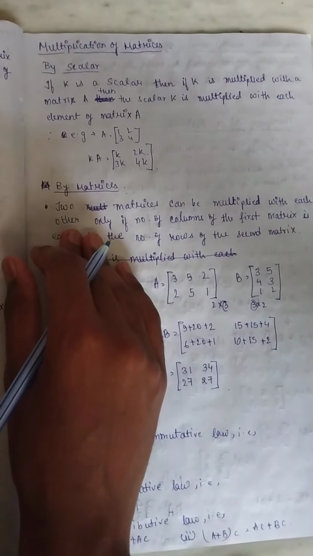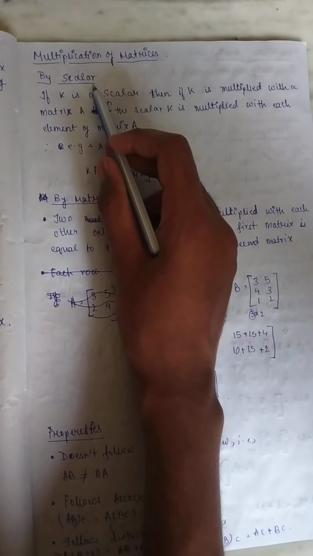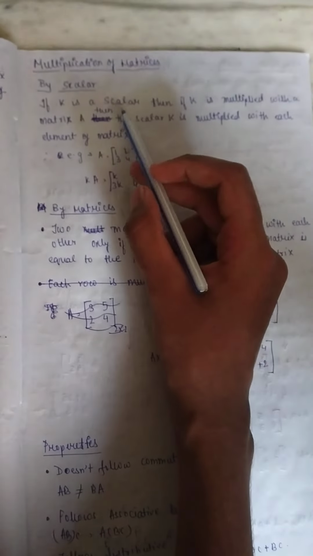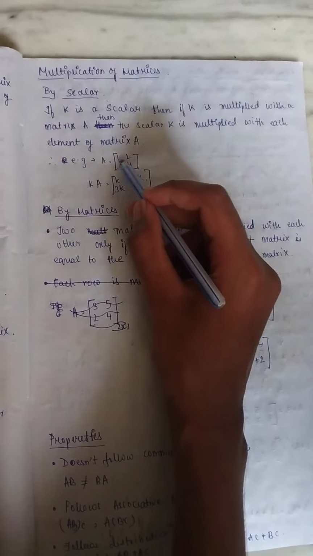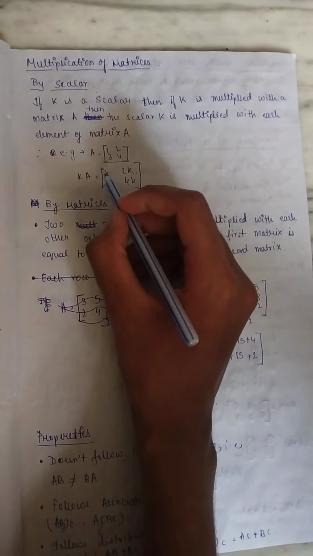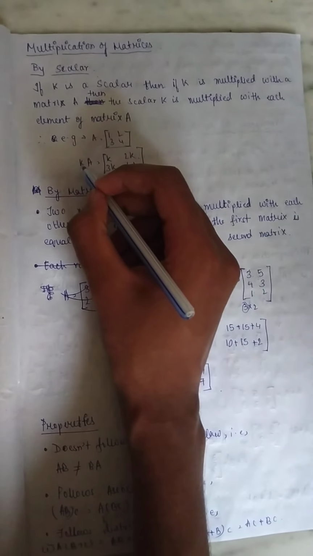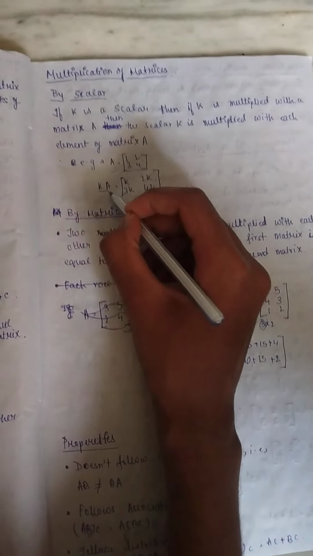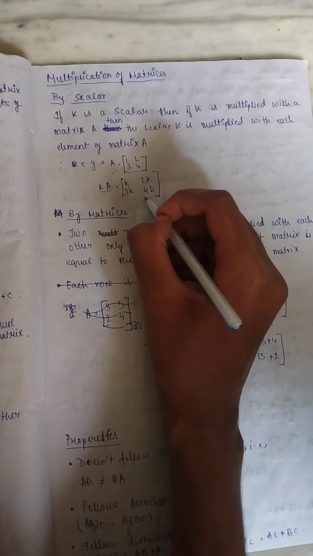Then we go to multiplication of matrices. If we multiply a matrix by a scalar, meaning a constant, suppose we are multiplying a matrix by k, and A is a matrix consisting of elements 1 2 3 4, then the constant k gets multiplied with each element of the matrix. For example, k into 1 is k, k into 2 is 2k, k into 3 is 3k, k into 4 is 4k.